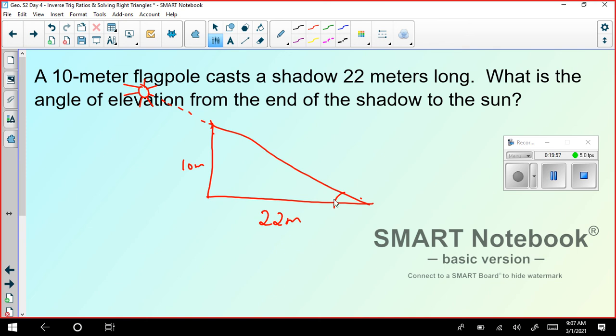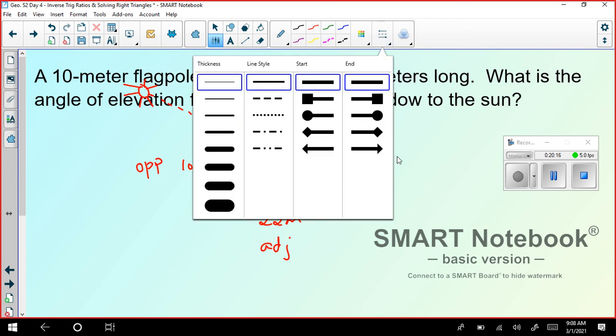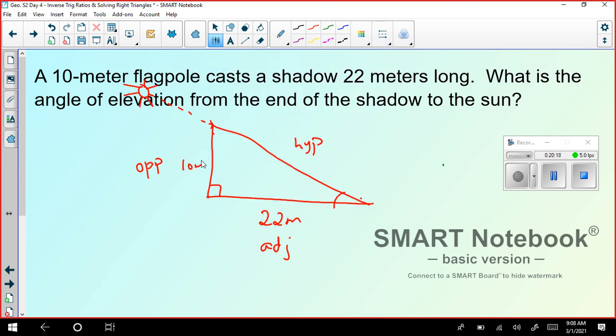With reference to this particular angle, I have this to be the hypotenuse, this to be adjacent, and this to be the opposite side. I've been given these two sides, so these are the ones I can use to get the angle of elevation. Whenever we want the angle, we will use inverse trigonometric functions. If opposite and adjacent are involved, I'll use tan.